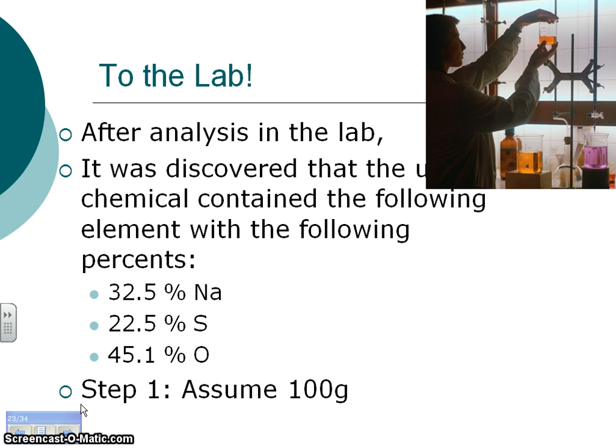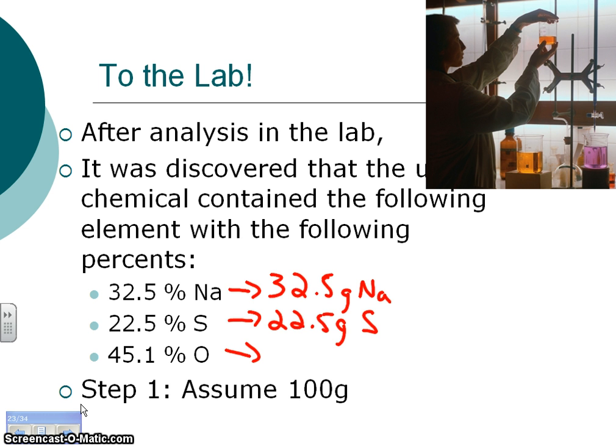tells us that this chemical has 32.5% sodium, 22.5% sulfur, and 45.1% oxygen. So going back, we know that step 1 is to assume 100 grams. So each of these percentages is just going to be converted to grams. So we're going to have 32.5 grams of sodium, 22.5 grams of sulfur, and 45.1 grams of oxygen.